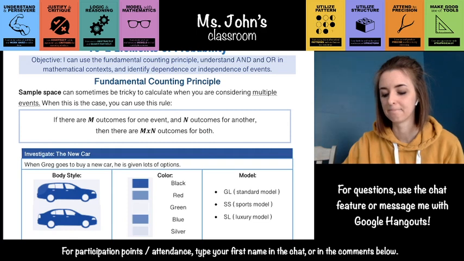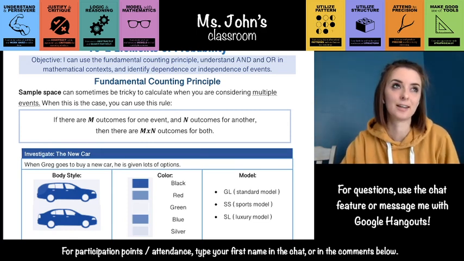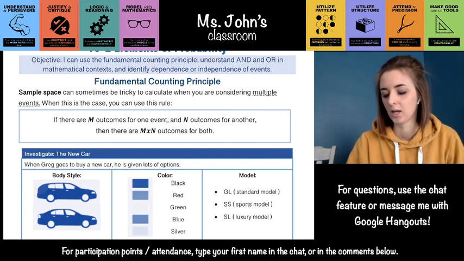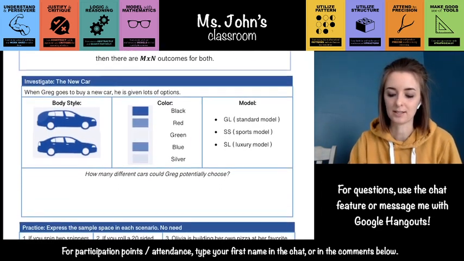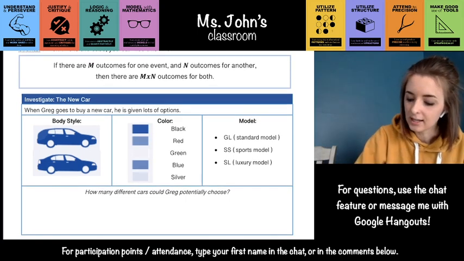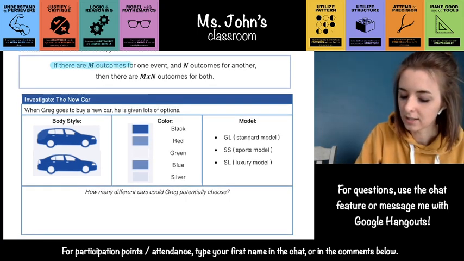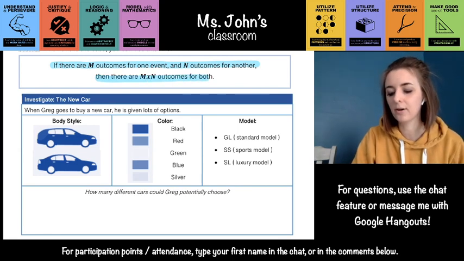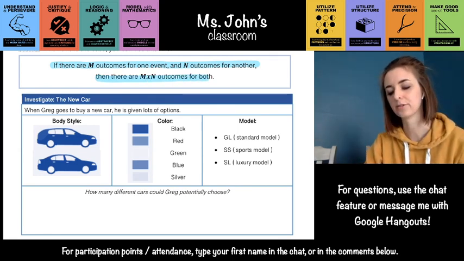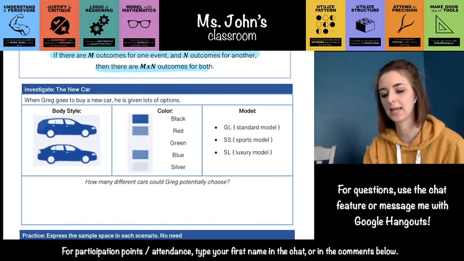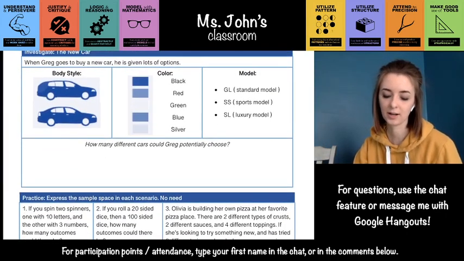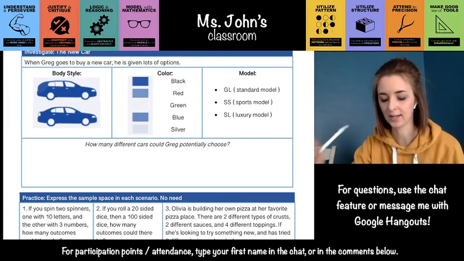This is for when you have several options in several different parts, which doesn't make a lot of sense until you see examples. But this is super important, like note card stuff. When there are m outcomes for one event and n outcomes for another, there are m times n outcomes for both. So we're just going to talk about this car thing first.